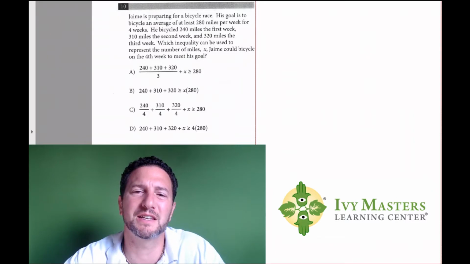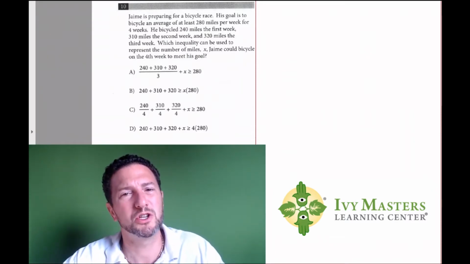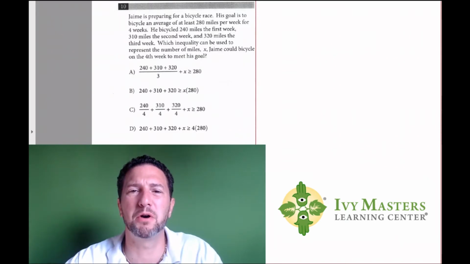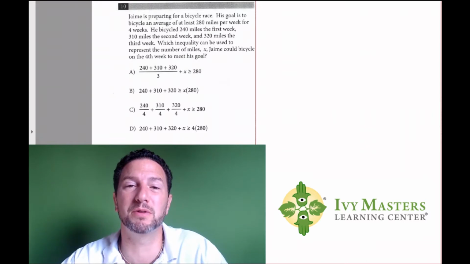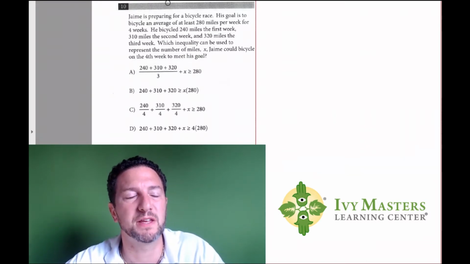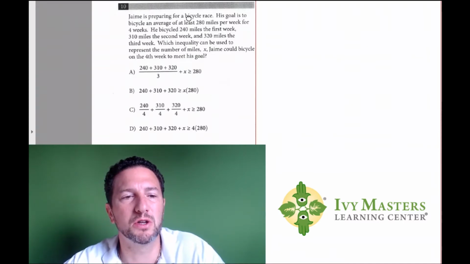Today we're going to look at Test 6, Section 3, Number 10, which involves an average problem, but it's a way of looking at the average problem that you probably have not encountered before. Number 10 reads, Jamie is preparing for a bicycle race. Her goal is to bicycle an average of at least 280 miles per week for 4 weeks.